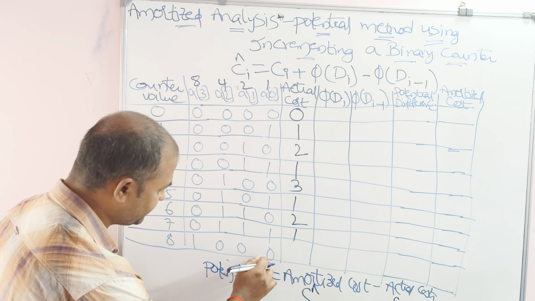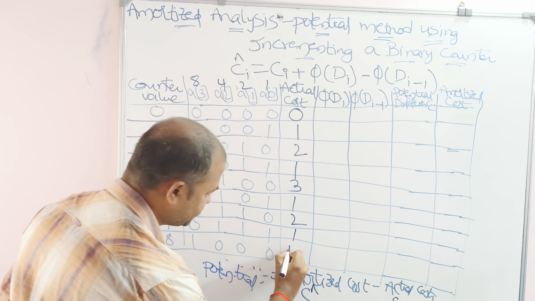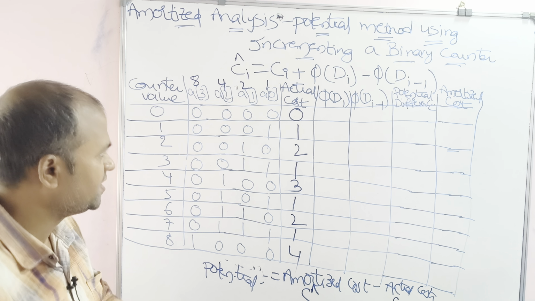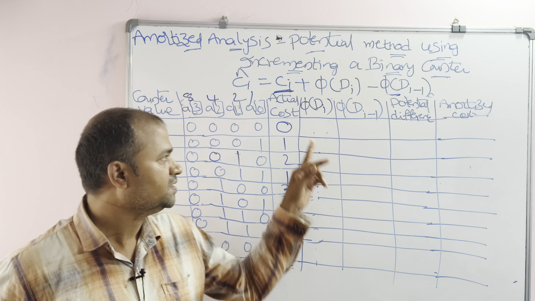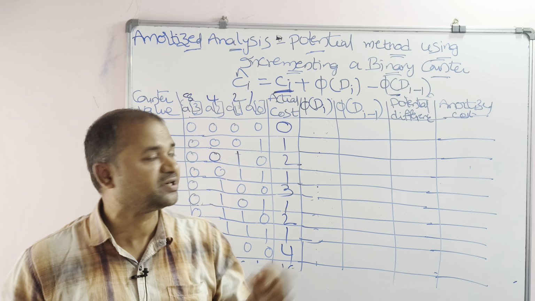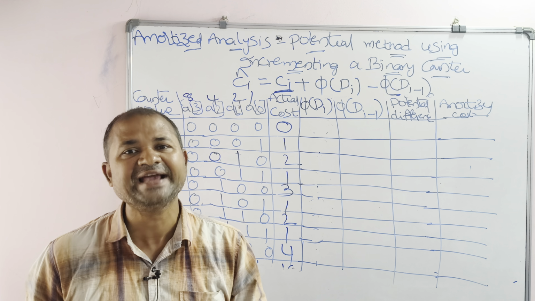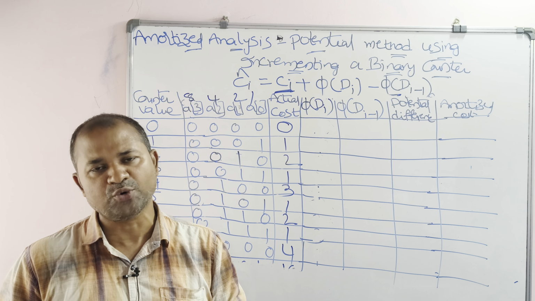How many changes are there? 1 is changed to 0, 1, 2, 3, 4 changes. So this is nothing but actual cost. Now let us calculate pi of di. So pi of di means potential of the data structure after applying ith operation. Here the data structure is binary counter.